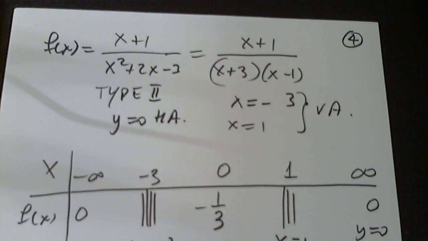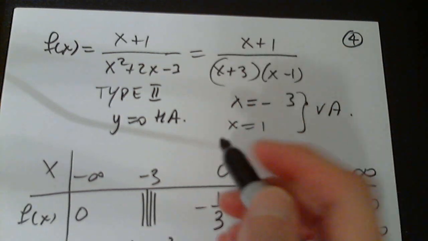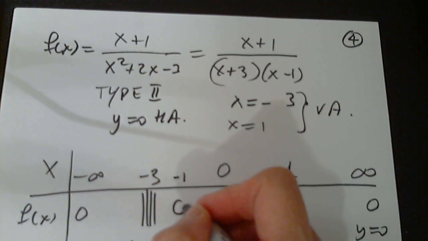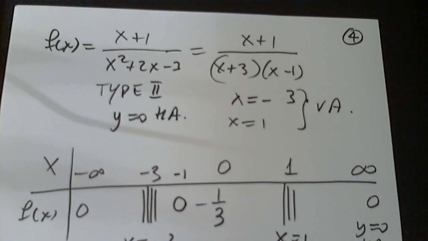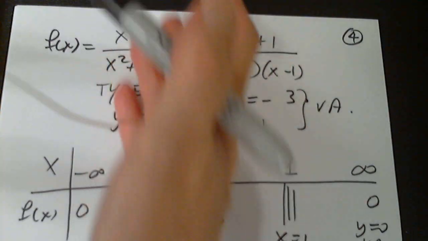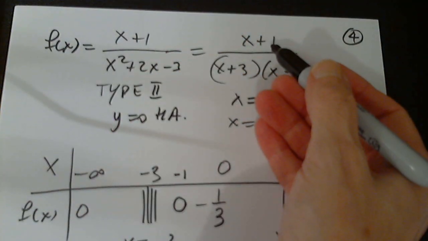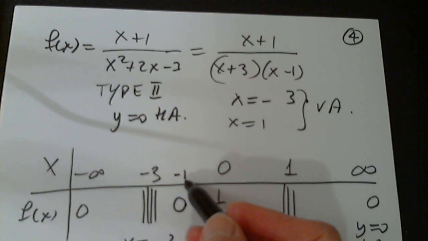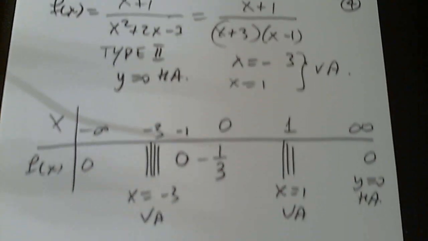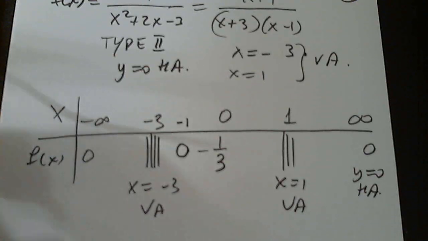But also, the numerator can be 0. So at -1, the function is 0. A fraction is 0 when the numerator is 0, and the numerator is 0 at -1. Now I know what happens left and right of the vertical asymptote.